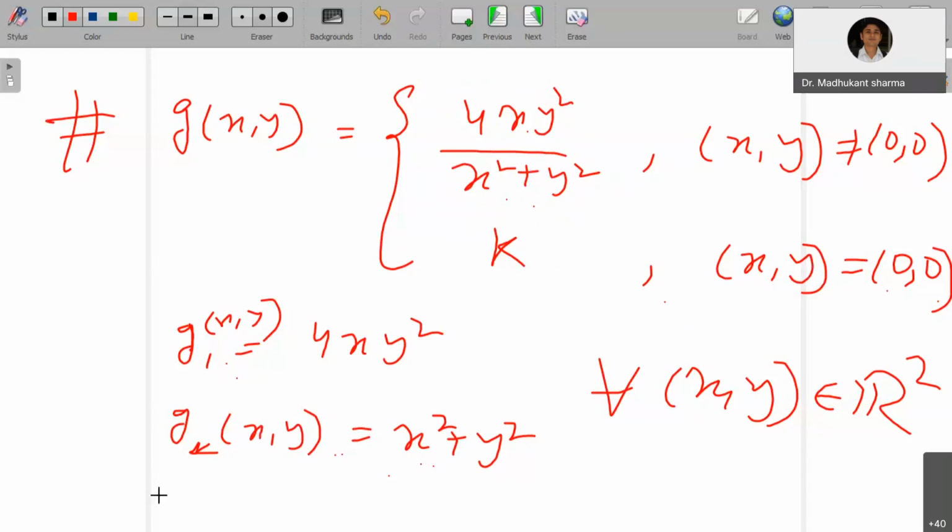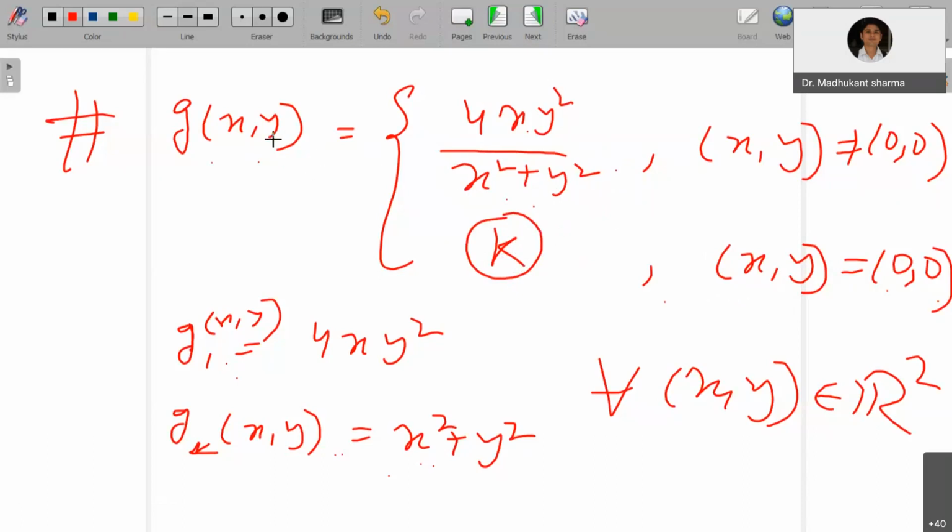Now, also we have known that the limit of this g as (x, y) tends to (0, 0) is 0. So the limit value is 0. That also we have seen. Now, for continuity, that limit value should be equal to the function value at that point. But that only will be true when k is 0. So if k is different from 0, then the limit value is not equal to the function value at that point. So the function is not continuous at (0, 0).